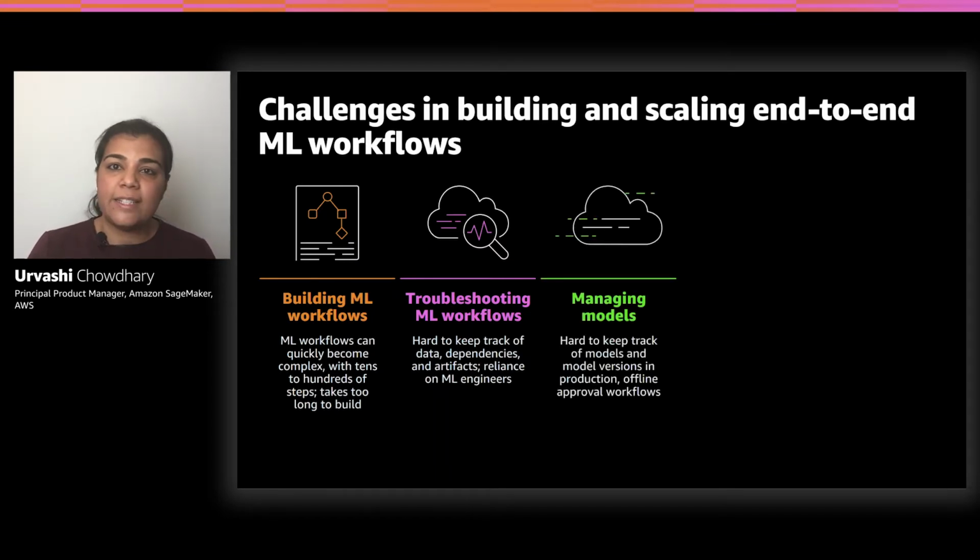As you iterate and scale and build your machine learning models, the next challenge is typically in managing these models. It's hard to keep a track of the model versions and understand which models are in production, which endpoints are running, when the models were trained, and how you got to those models.